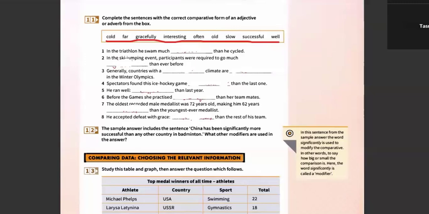I'm sorry, someone came. I was alone in the house, so I had to pick up. Okay, no problem. It's okay, dear. Okay, so do you know what modifiers are?